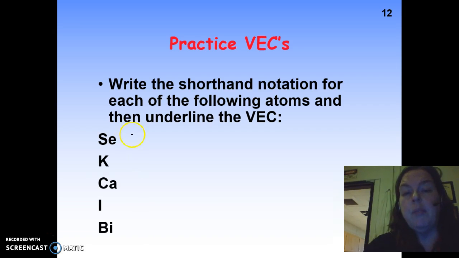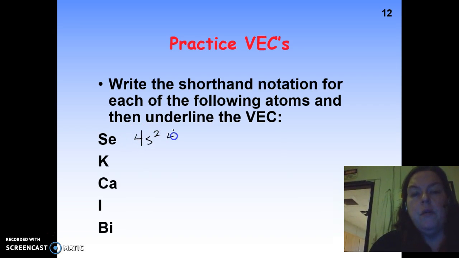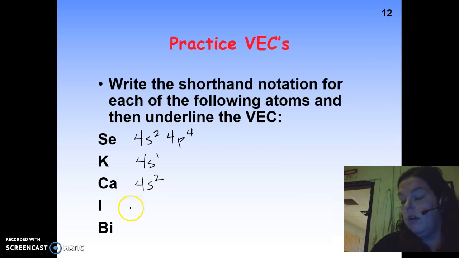If we copied that down and underlined the VEC, the part that we would have underlined would be 4S2, 4P4. That's what you should have underlined after you did your shorthand notation. This one should be 4S1. This one would be 4S2.